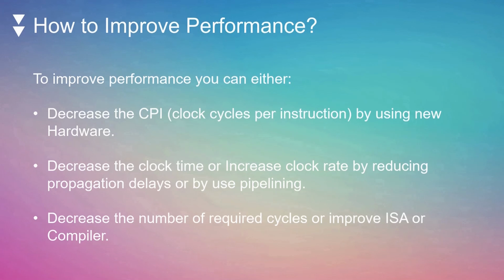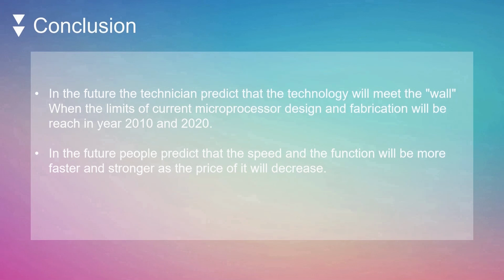Now coming to the next slide, how to improve CPU performance. To improve CPU performance, first of all, we can decrease the CPI by using hardware, decrease the clock time or increase the clock rate by reducing propagation delays or by using pipelining, decrease the number of required cycles, and improve the ISA or compiler.